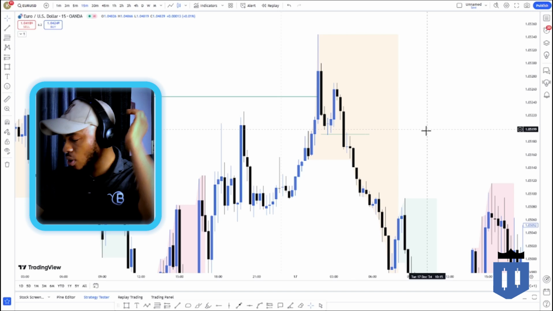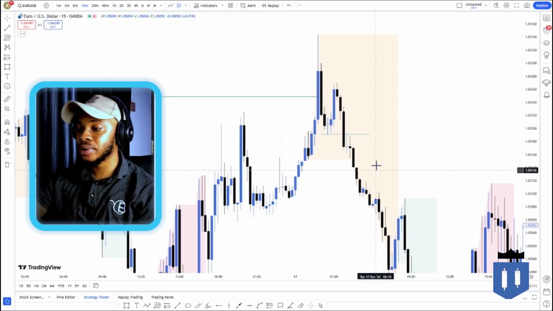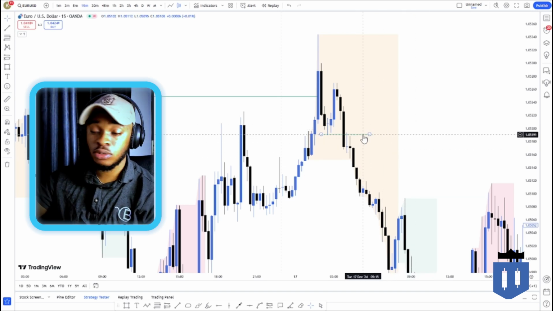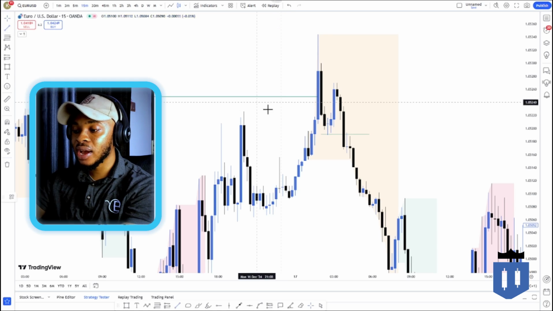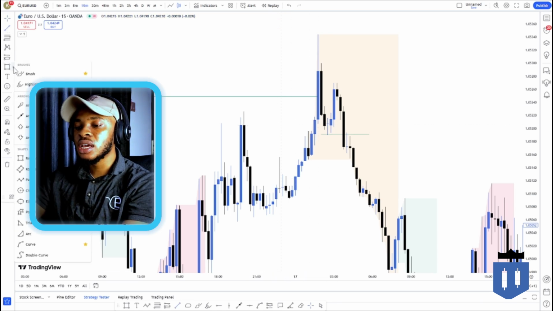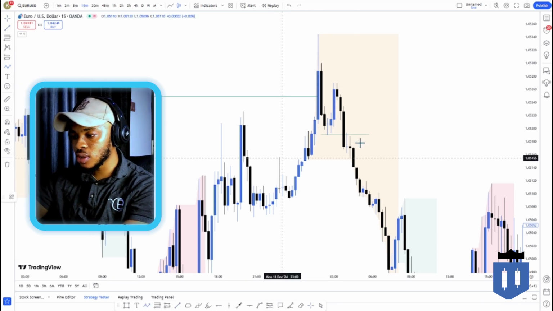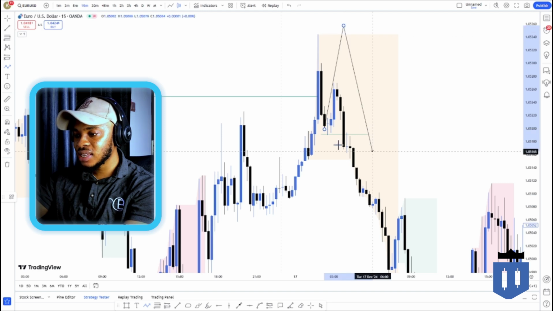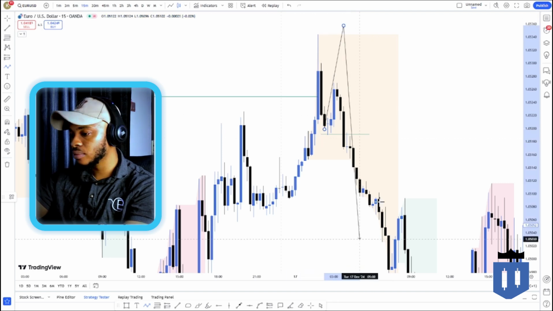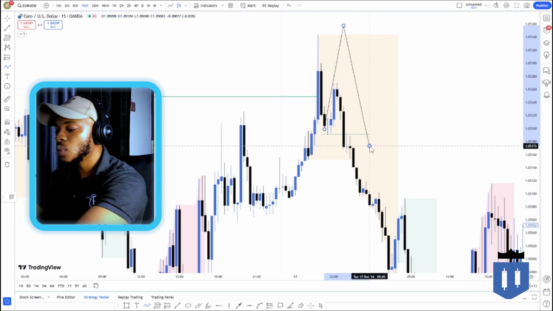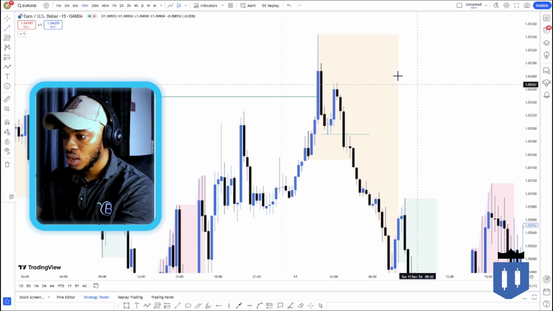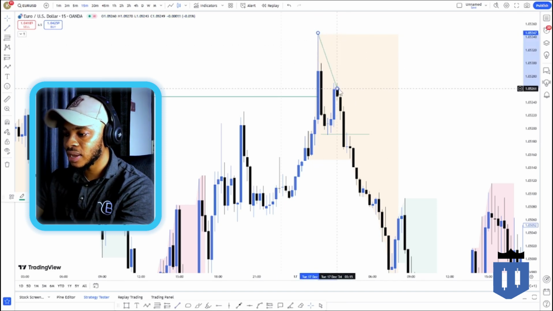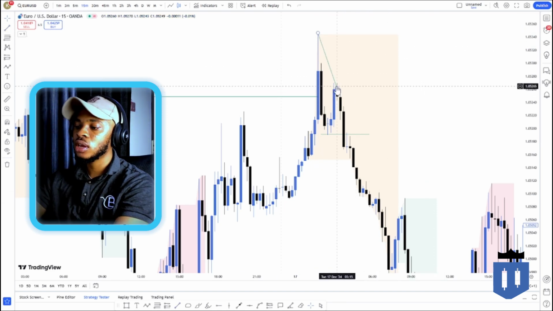Now, I don't consider this a change of character. I personally just consider this a market structure shift, because a clear change of character is when the market does something like this and then takes out the low that led to the high. But that's not the case here. Here instead we have a failure swing. We call this a failure swing when the market creates a lower high this way, just like that.